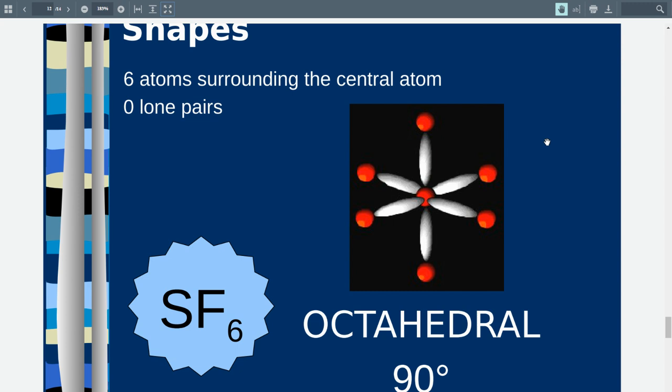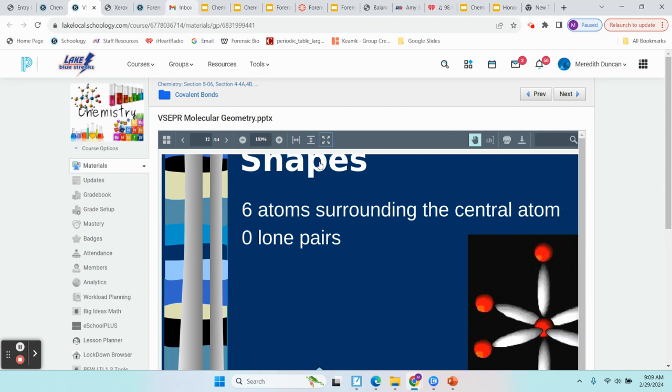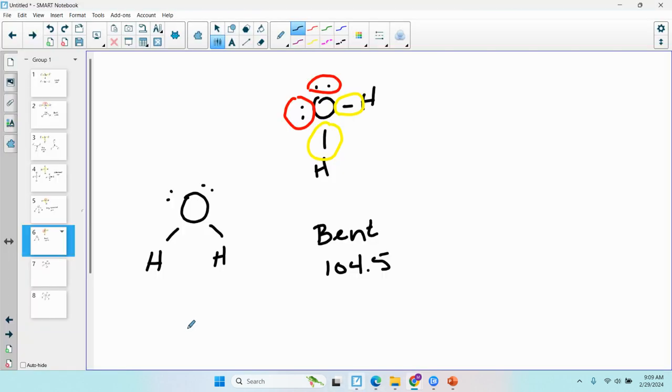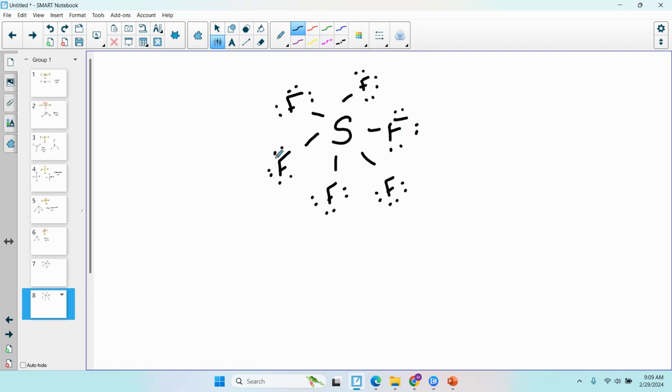Again, I would tell you that. This is going to hold more than 8, and that's okay. So this is called octahedral, 6 surrounding the central, no lone pairs. You're not really going to be able to redraw this much differently than you would as a Lewis structure. But here are my 6 bonding pairs: 1, 2, 3, 4, 5, 6. Okay, there's my 6 bonding pairs.